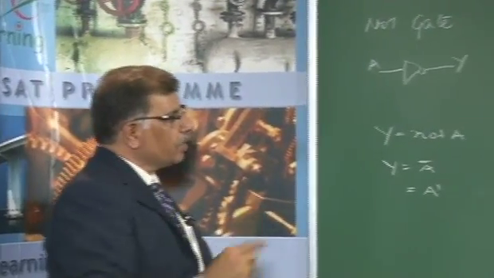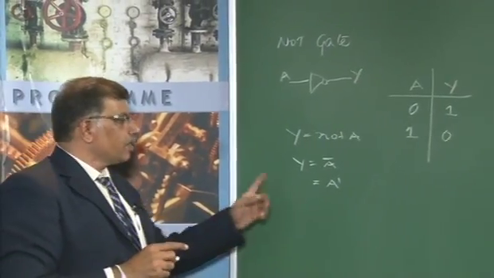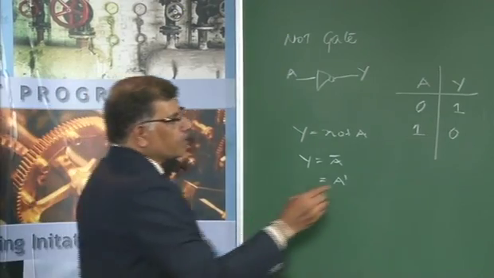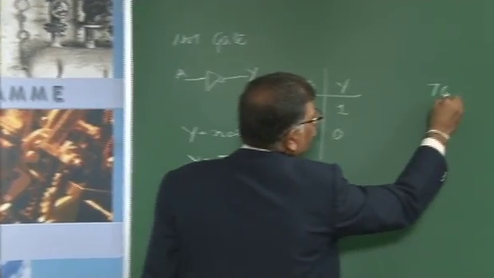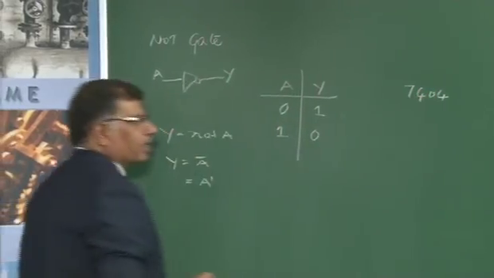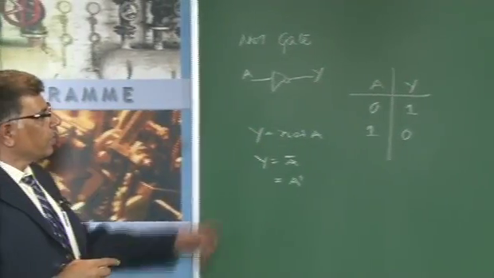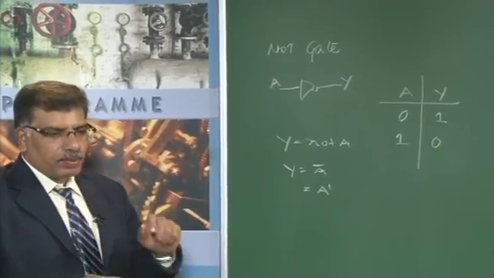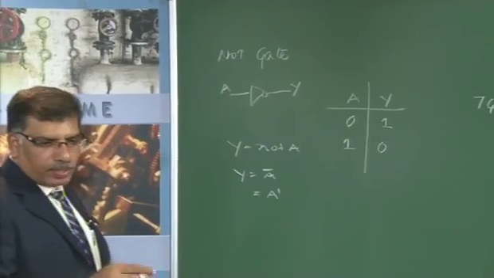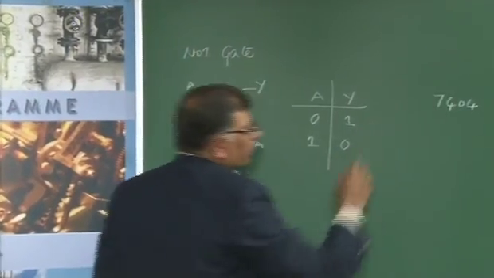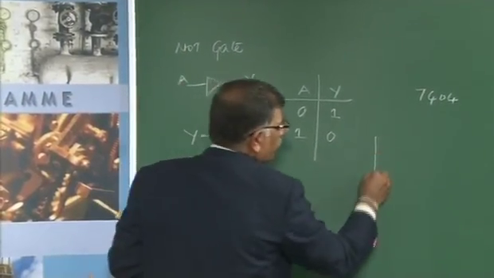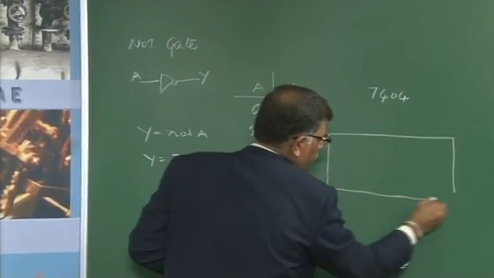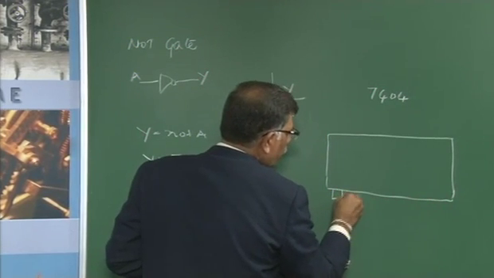Basically, this operation will be implemented by using a TTL series IC with the number 7404. This is an IC number in terms of TTL logic. If you want to verify whether this IC works as a NOT gate or not, we have to use it in a practical case with IC number 7404, which has the IC format like this, with a total of 14 pins.